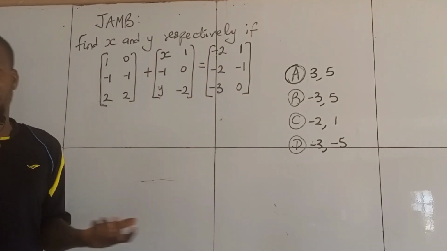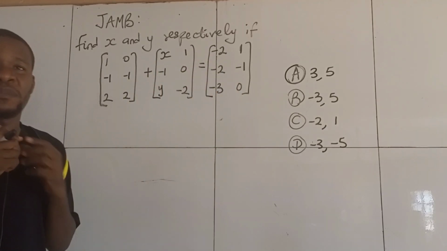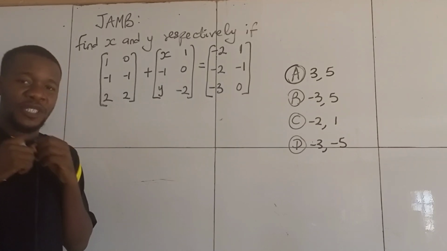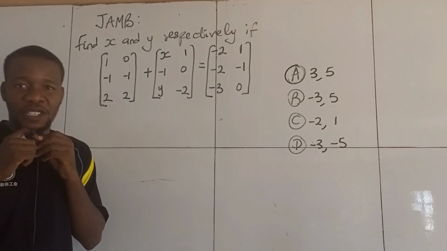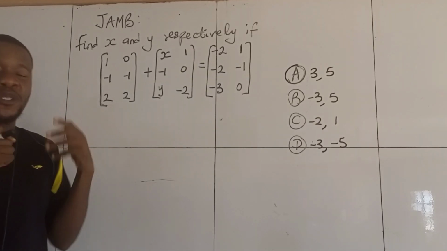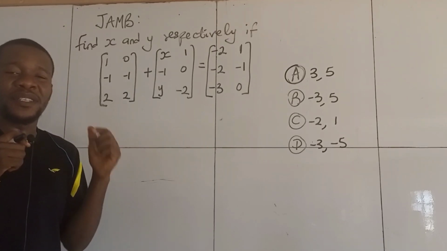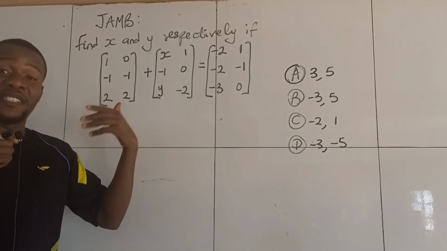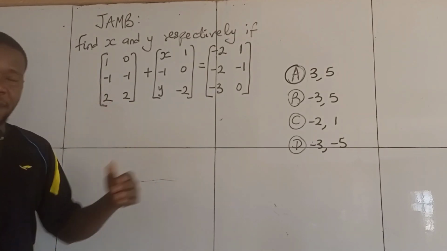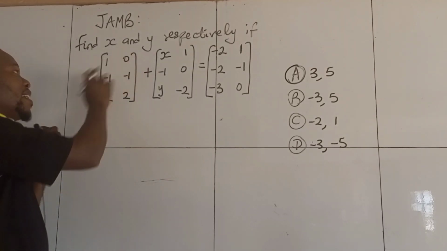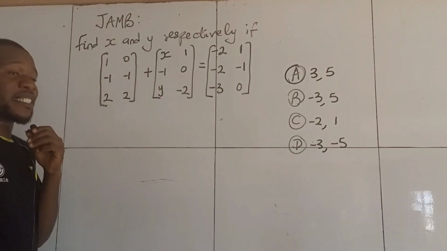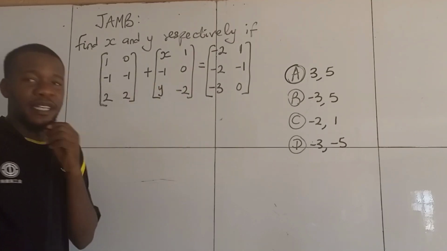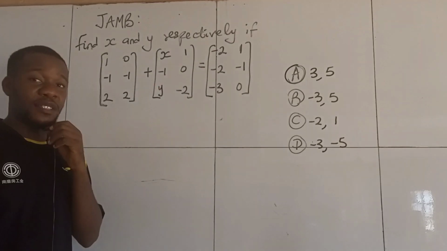So how do you add a matrix? That's the biggest question that will come to your mind. There are two things you must know when it comes to addition of matrix. Number one, before two matrices can be added together, they must be of the same order. They must have the same number of rows and the same number of columns. So this is a 3 by 2 matrix, and this is also a 3 by 2 matrix, so they can be added together. That's number one.